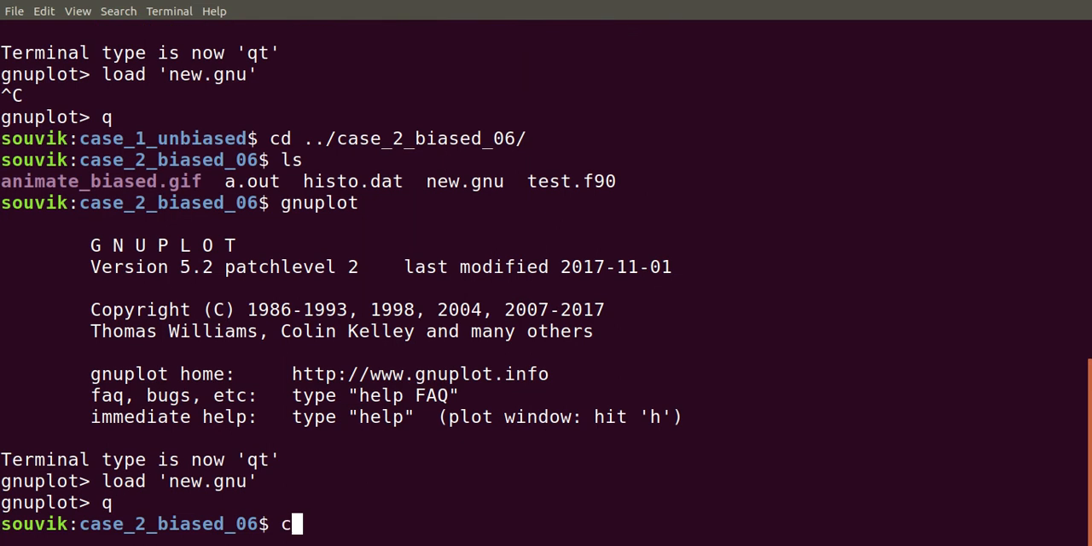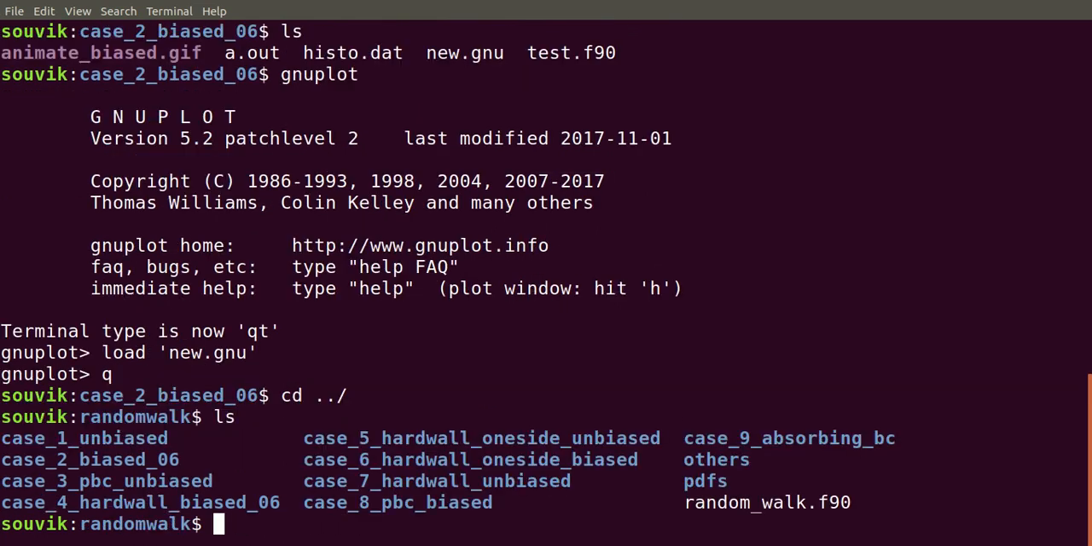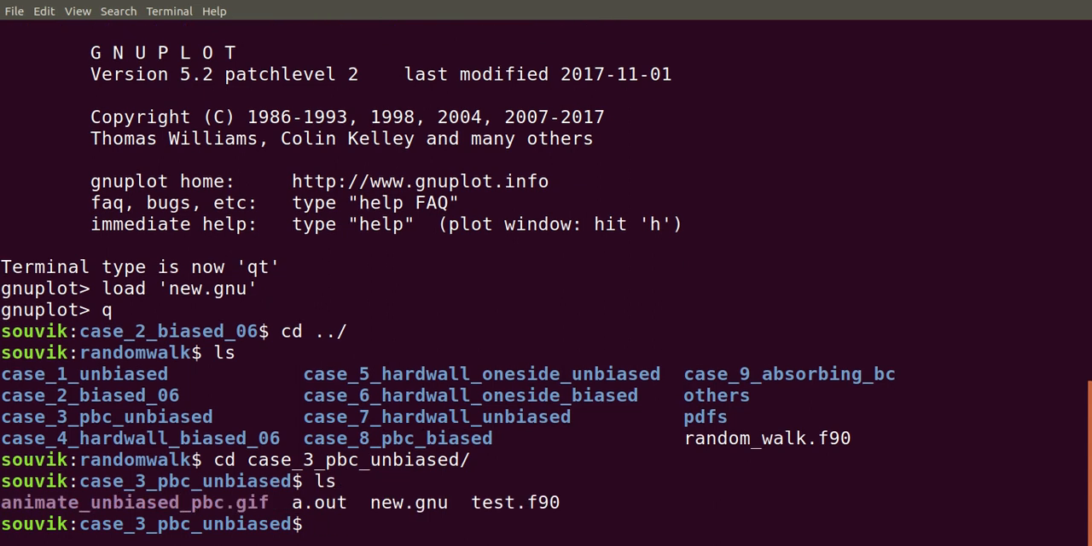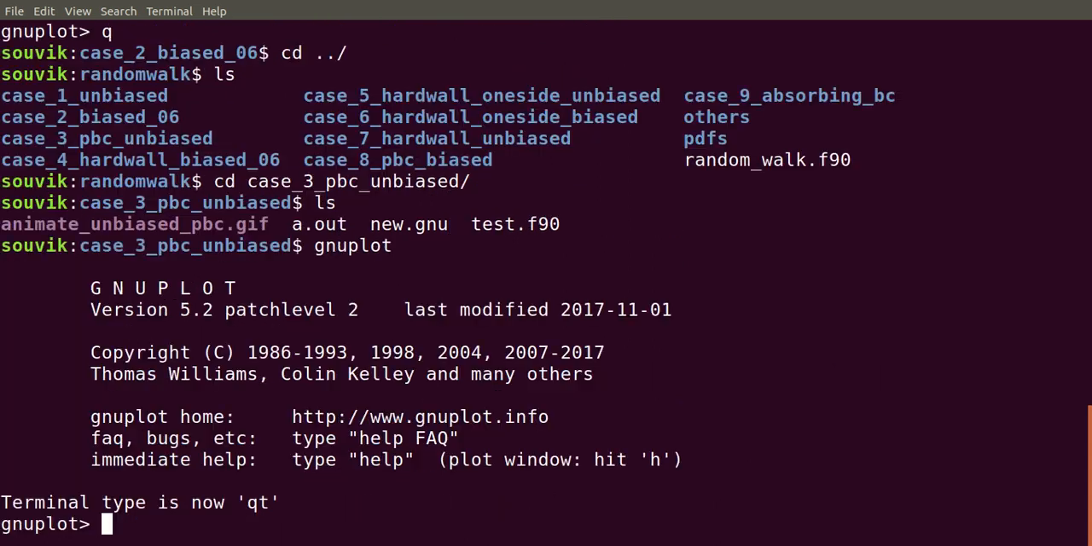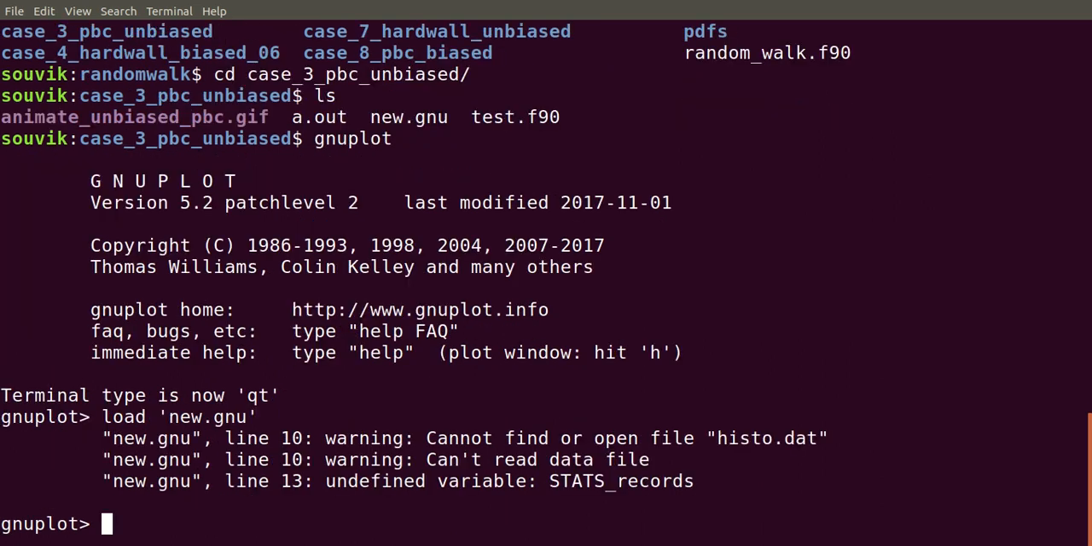So next, let's see what we have. Next is basically, let's say, PBC. Let's do something like the hard wall case. So we should expect something. Let's see the PBC case first. Case 3, which is PBC unbiased. Let's open GNU plot. So here I apply PBC. So what will we expect? Let's see. Okay, sorry for that.